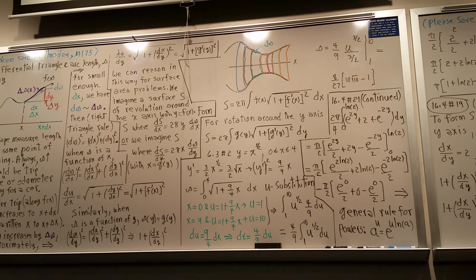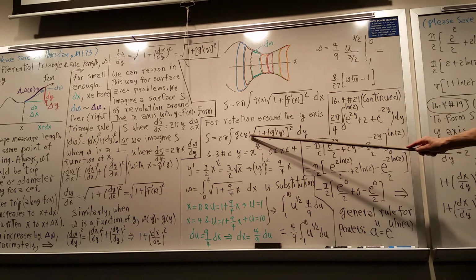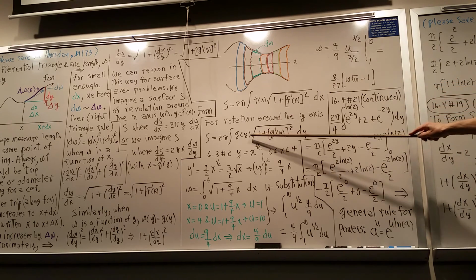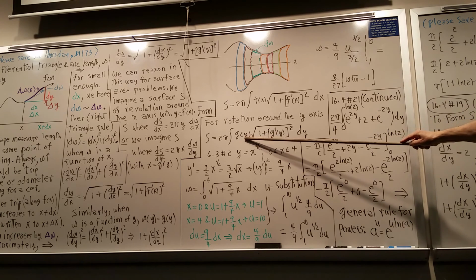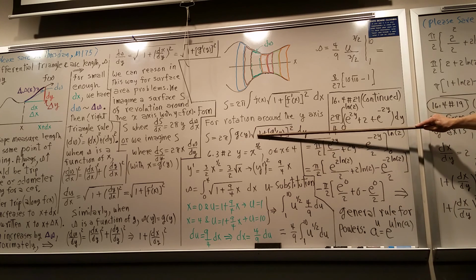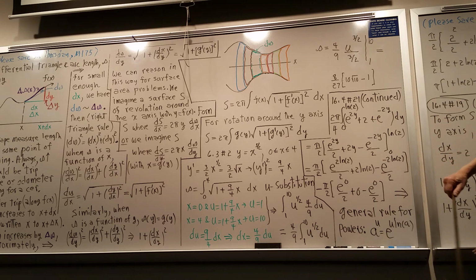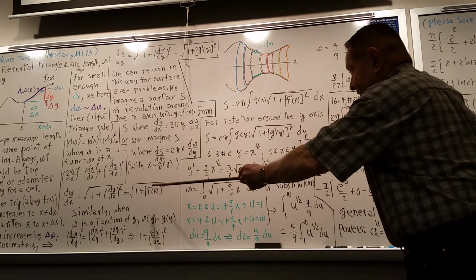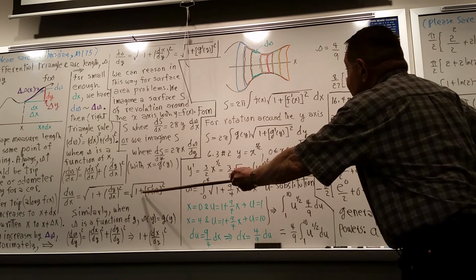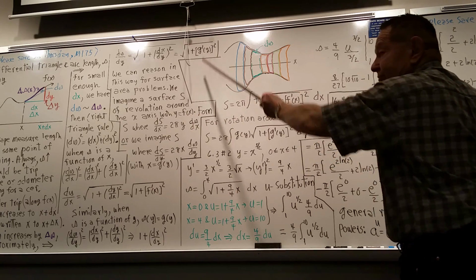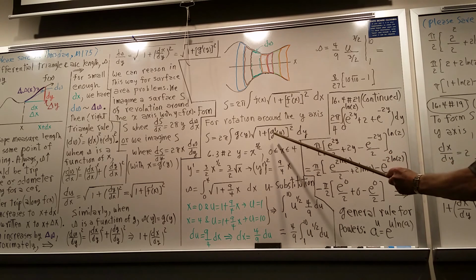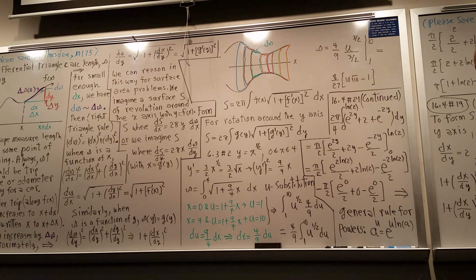And so for rotating around the y-axis, in other words, if the center axis were vertical, then the radius would be a function of y, and this would be your differential of arc length in terms of y. So the homework problems that are on the board are using this formula or this one for arc length, and they're using this formula or this one for the surface area.